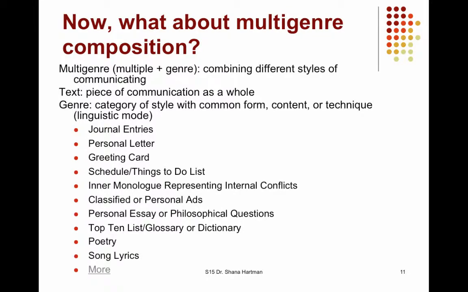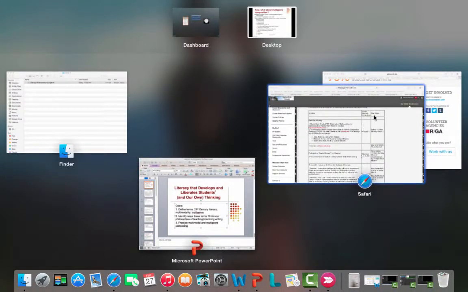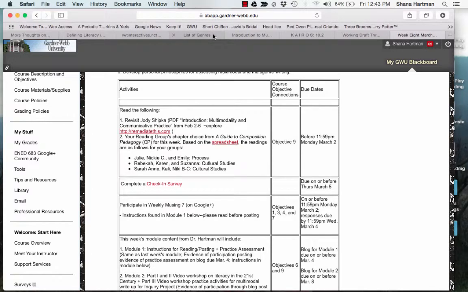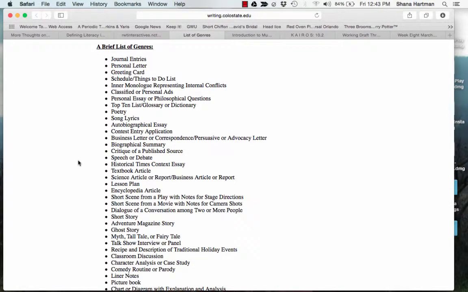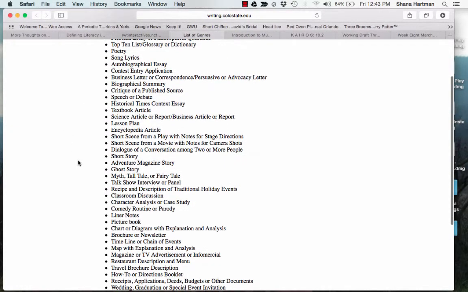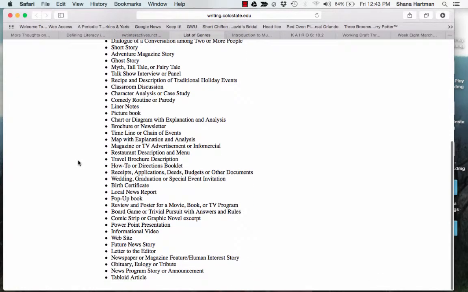Here are some examples. Journal entries, a greeting card, a monologue representing internal conflicts, classified or personal ads. Top 10 list, glossary or dictionary, song lyrics. If you'd like to look at more, follow this link at the bottom of the PowerPoint. And from Colorado State, you'll see a ton more ideas and examples of different genres.